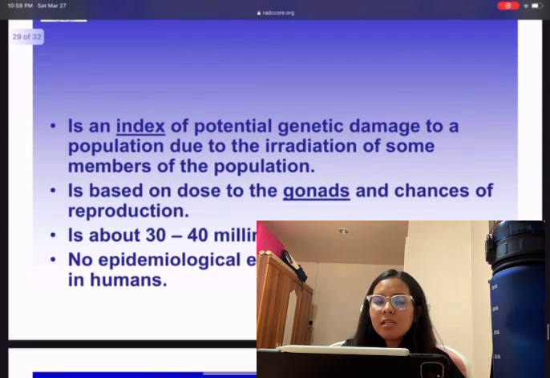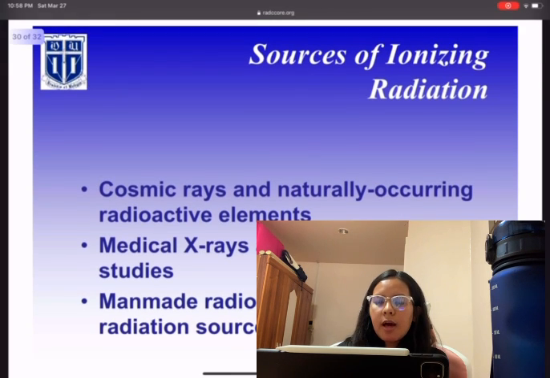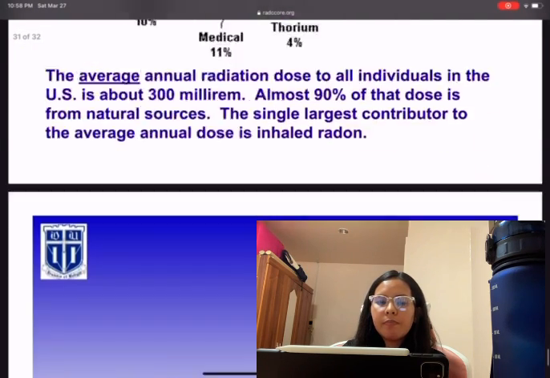Genetically significant dose is an index of potential genetic damage to a population due to irradiation of some members of the population. Sources of ionizing radiation include cosmic rays and naturally occurring radioactive elements, medical X-rays and nuclear medicine studies, and man-made radioactive materials and radiation sources, as you can see there.